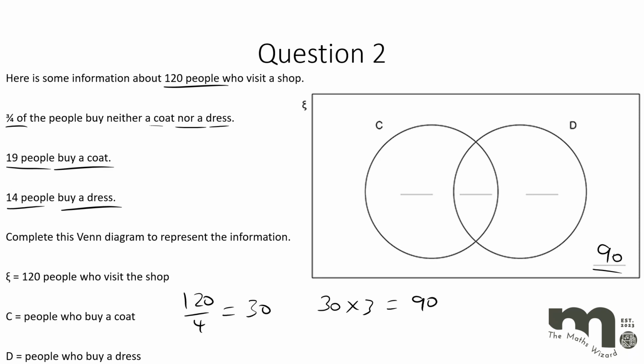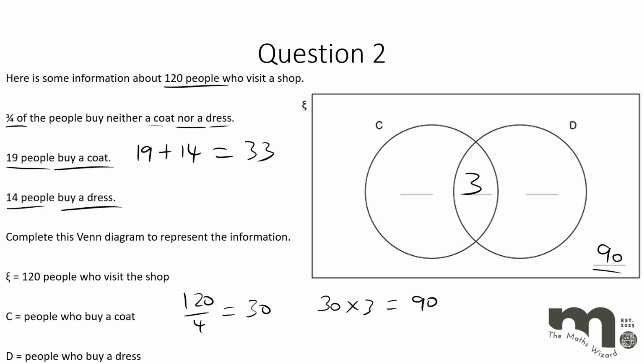So there's got to be 30 people. These three numbers here have got to add up to 30. But if we look at the two numbers we've been given for coats and dresses, if we add those together, 19 add 14 gives you 33. So that means there's got to be 3 people that are buying both, essentially. So they're buying a coat and a dress, because 33 is 3 more than 30.